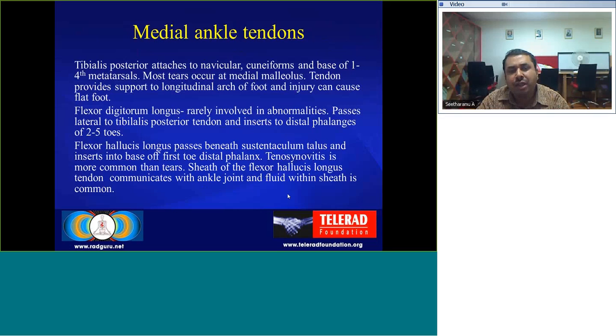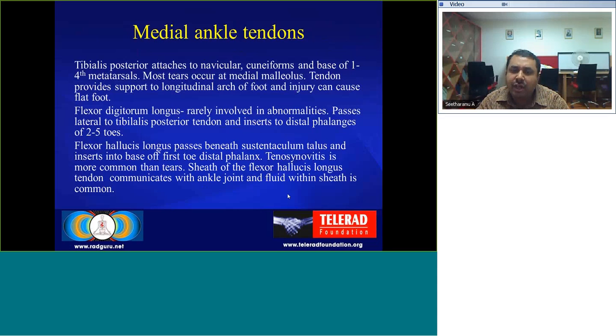The medial group tendons include the tibialis posterior, which attaches to the navicular, cuneiforms, and the base of the 1st to 4th metatarsals, and most tears occur at the medial malleolus. The tendon tibialis posterior is an important tendon because it supports the longitudinal arch of the foot, and injury to it can predispose to flat foot.